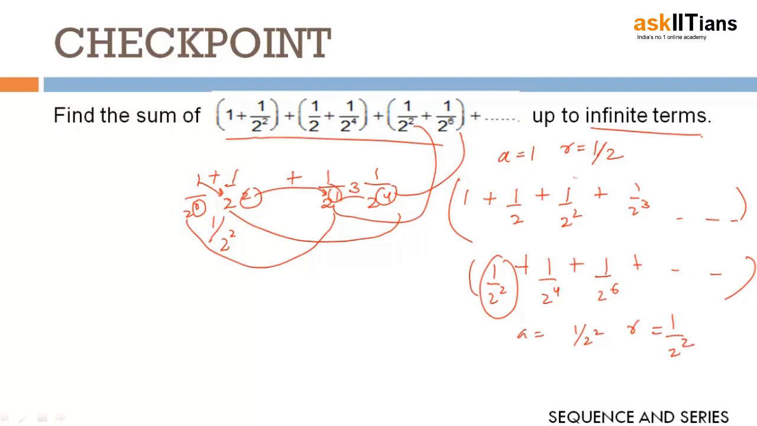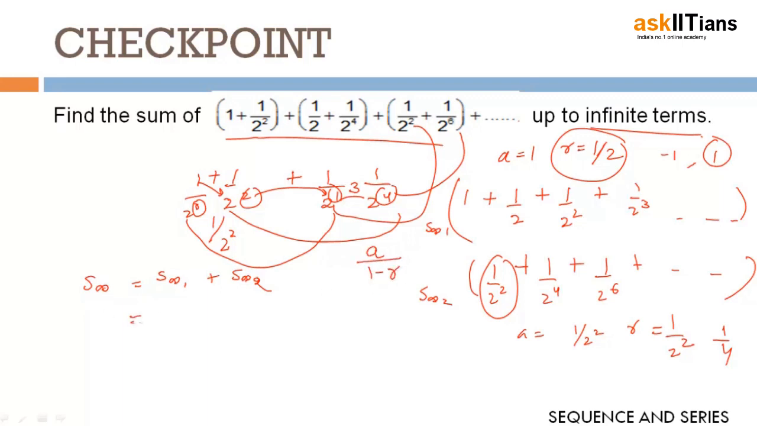Okay, so now we have to find S infinity. So I can write this will be S infinity 1 and this will be S infinity 2. So the overall sum will be S infinity 1 plus S infinity 2. Now since the ratio is between minus 1 and 1 in both cases, this is 1 by 4 and 1 by 4, which is obviously less than 1. So we can apply the formula which you remember, a upon 1 minus r. So for the first we know a is 1 and r is half. For the second it's 1 by 2 square and 1 minus 1 by 2 square.